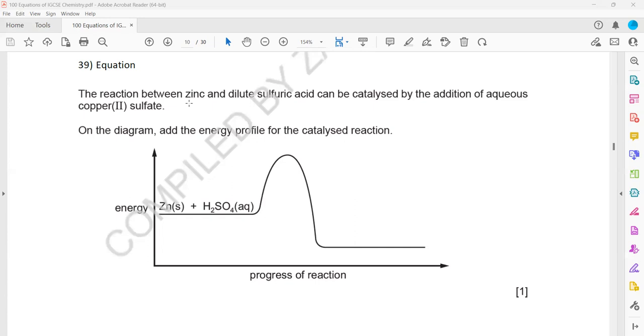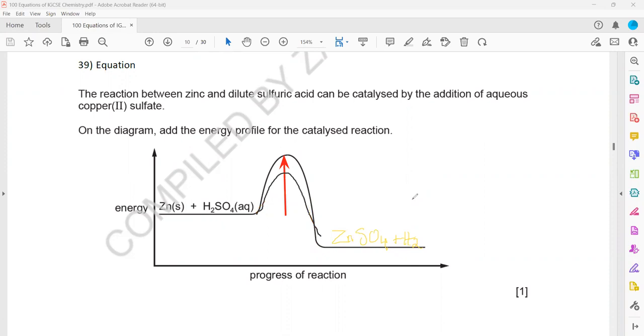The reaction between zinc and dilute sulfuric acid can be catalyzed by addition of aqueous copper(II) sulfate. On a diagram, add the energy profile for a catalyzed reaction. So if we use a catalyst, what is the effect of the catalyst? A catalyst lowers the activation energy. If this was the reaction's activation energy without a catalyst, then if we carry out the same reaction with a catalyst, it should be below, anywhere you can make it. Compared to the first line, it should always be below, which shows that the substance is a catalyst. It lowers the activation energy.